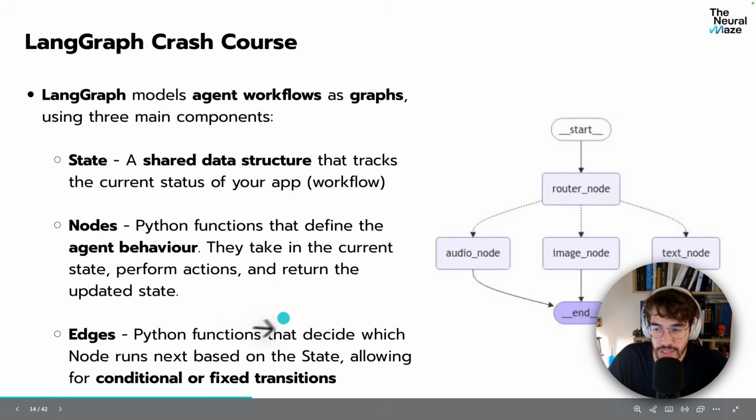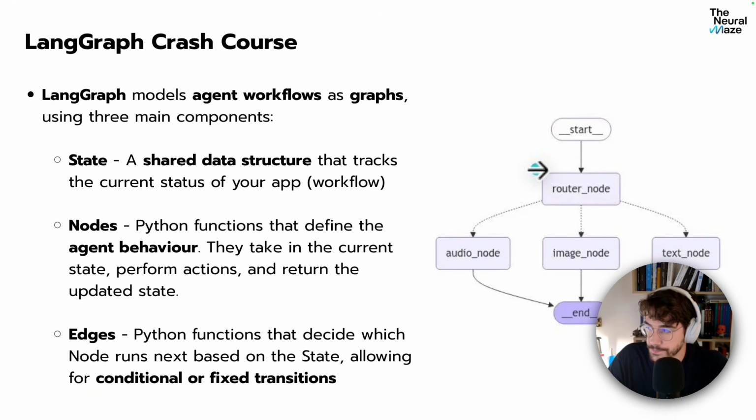And finally, we have the edges. Python functions that decide which node runs next based on the state, allowing for conditional or fixed transitions. So we have a set of nodes, and we have different connections that connect the nodes to each other. And these edges could be something really straightforward, like one link that links together node A and node B, but it could also be some Python functions that you can attach to the edge.